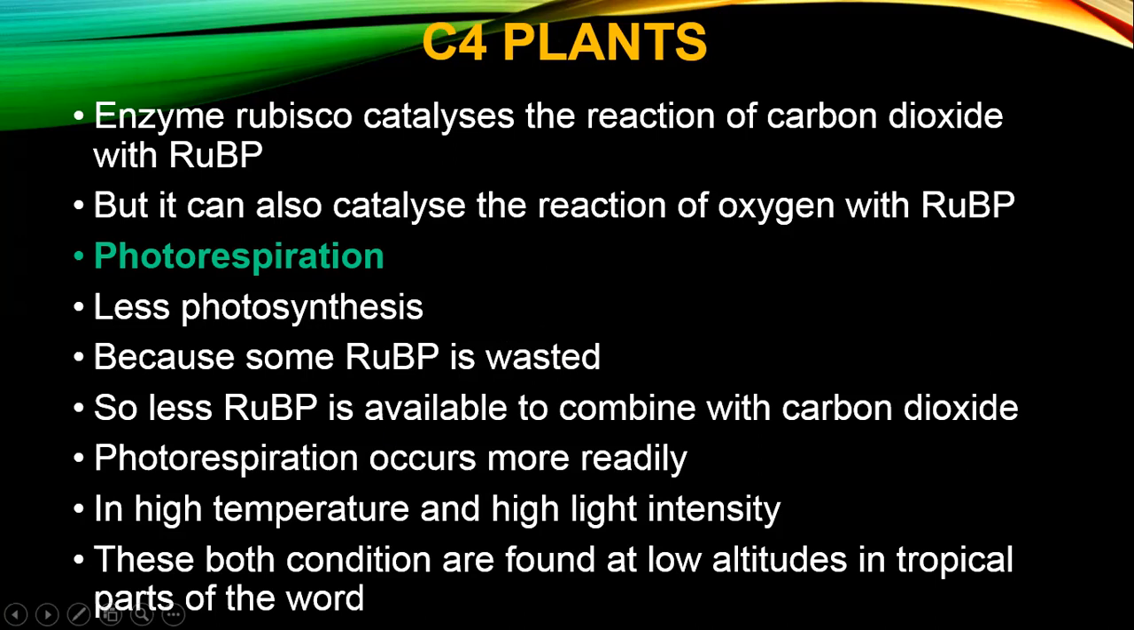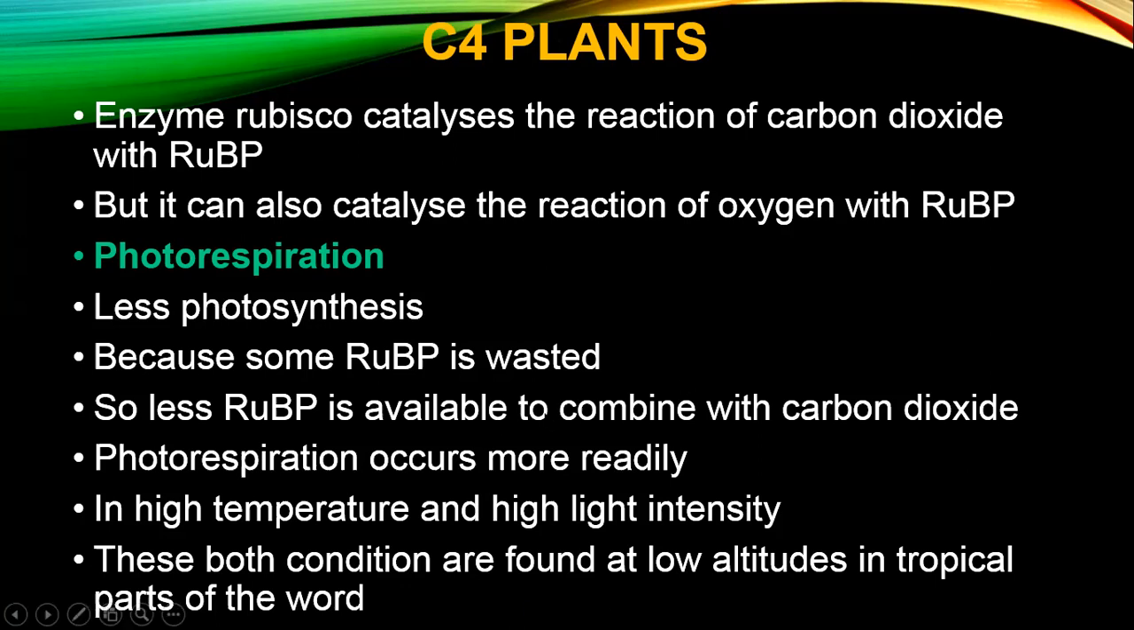And remember that this process of photorespiration, where oxygen combines with ribulose bisphosphate, occurs more readily in two conditions: when there is a high temperature and a high light intensity. And you know that both of these conditions are found at low altitudes in the tropical parts of the world. So photorespiration can occur more rapidly at high temperature and high light intensity.